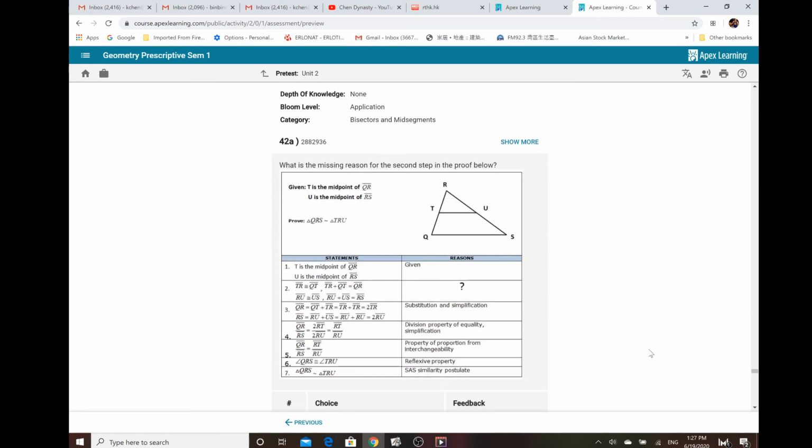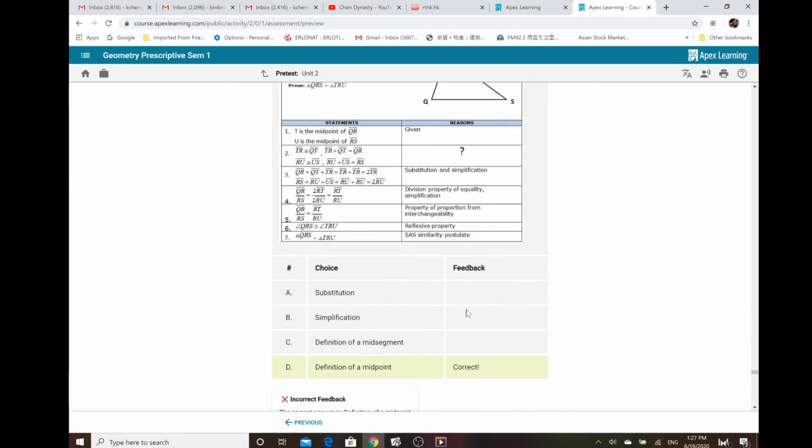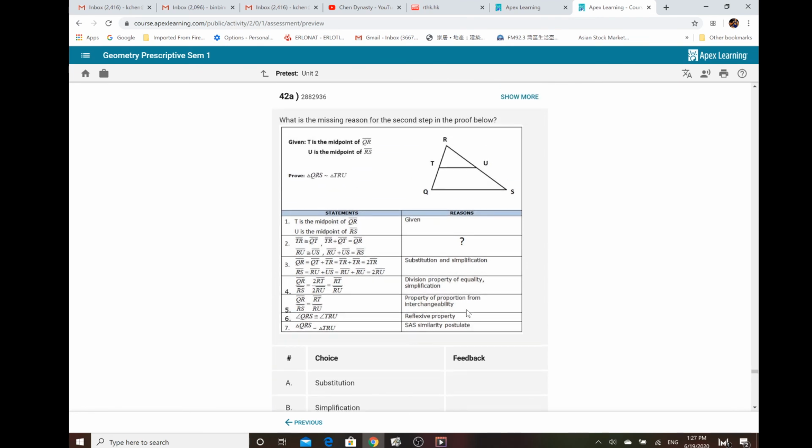So 42, that's a proof. According to the statement, this one is showing that TR is congruent to QT, and TR plus QT equals QR, and RU is congruent to US. So RU plus US equals RS. So you want to put in the corresponding reasons. This one I would say is the definition of a midpoint.